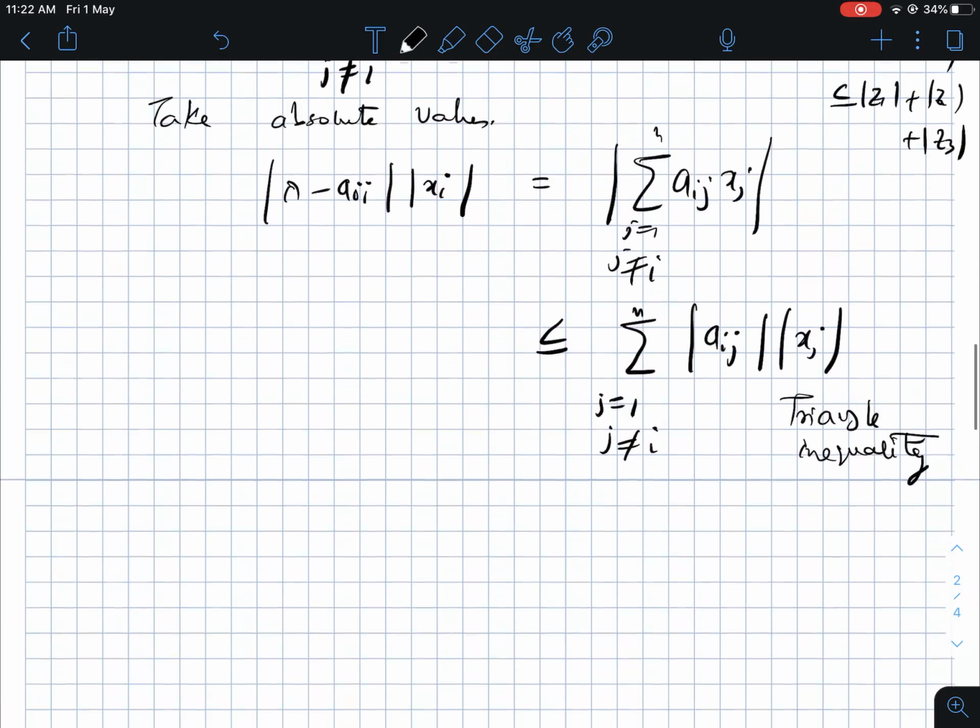Okay, that's all I applied. Okay, fine. So we're not done yet. So this can be done for each row. So this can be done for row i equal to 1, 2, 3 up to n. So you can write n such inequalities.